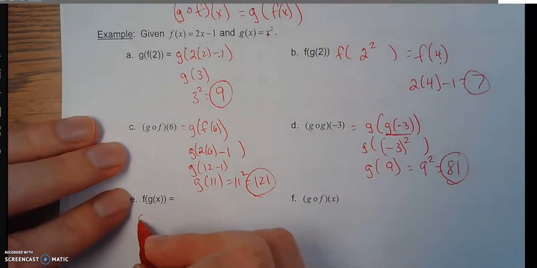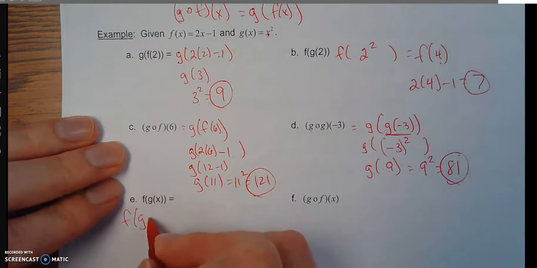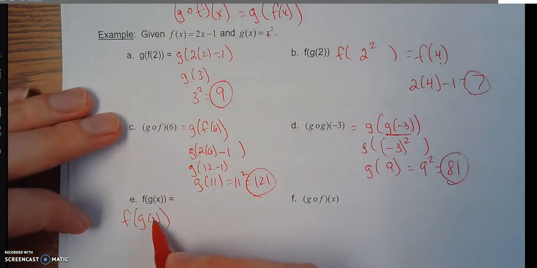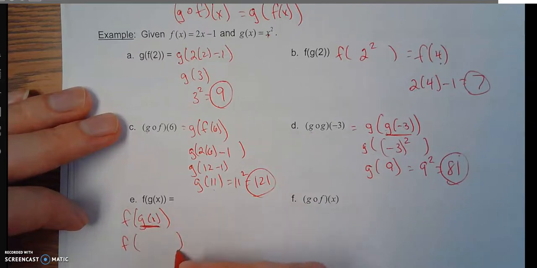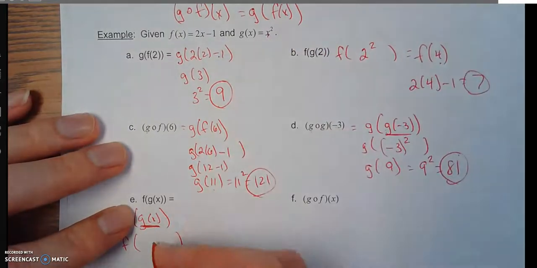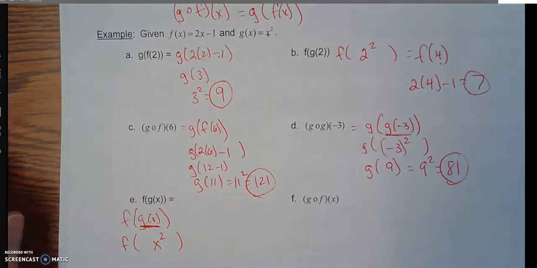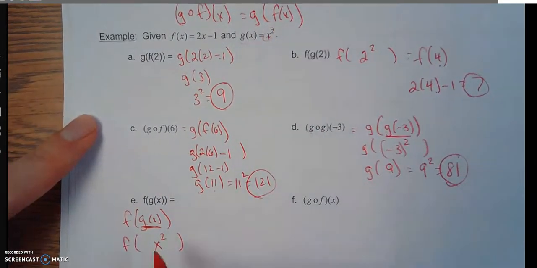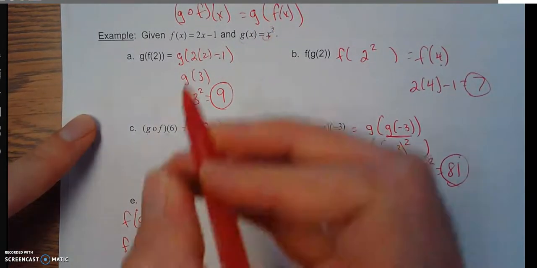So f of g of x, there's no number to plug in. So instead of plugging a number in, I'm going to plug in this function. So I'm going to take f of, and what's g of x? G of x is x squared. So I took out g of x and I put x squared in its place because that's what g of x is, x squared. And now plug x squared into f.